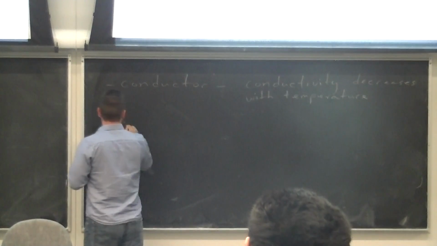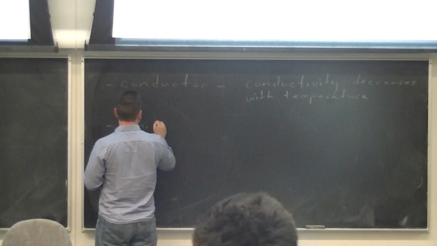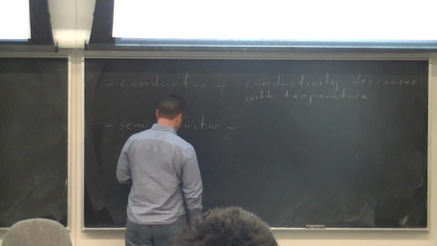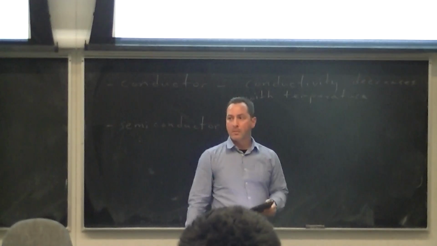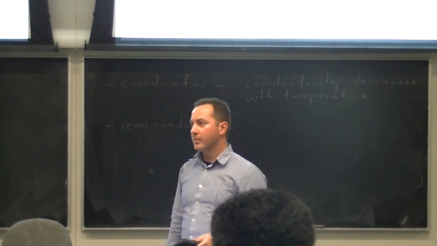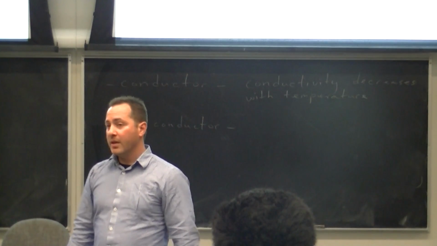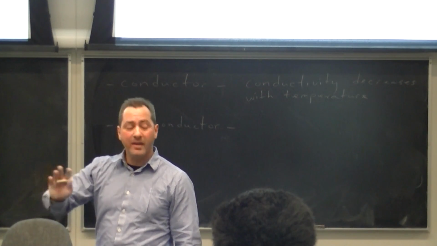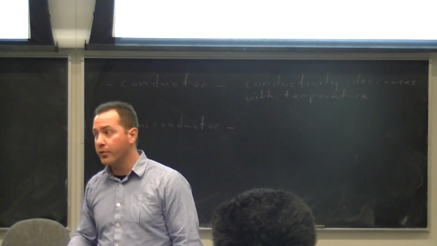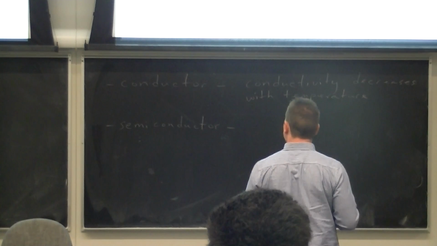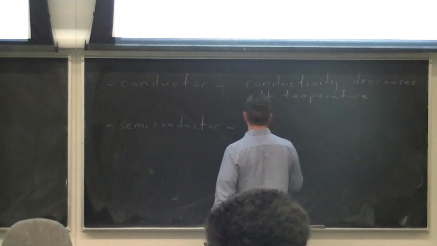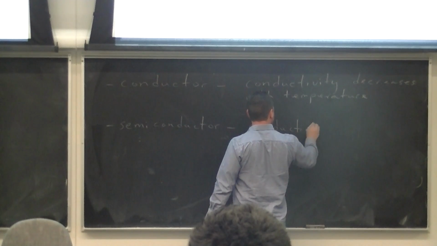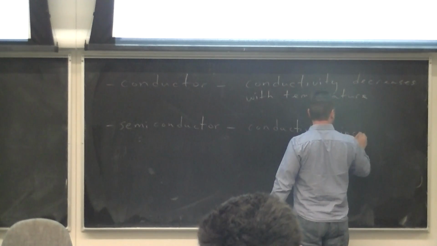All right. What can we say about a semiconductor? That's right. We can say also that it conducts less electricity, in general, less electricity than a conductor, but the main characteristic that identifies a semiconductor is that the conductivity increases.